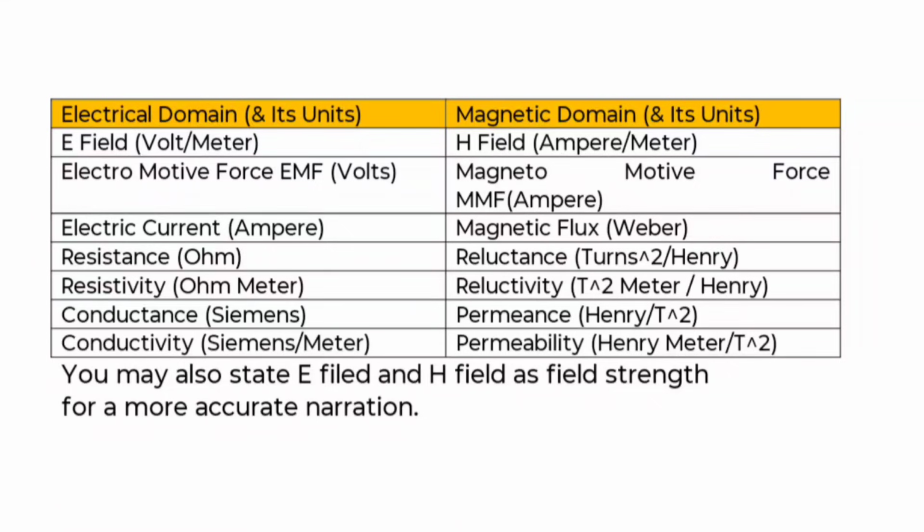The equivalent of the electrical field, denoted as E field in the electrical domain, is the H field in the magnetic domain. Electromotive force is magnetomotive force. Electric current is magnetic flux in the magnetic domain. Resistance is reluctance. Resistivity is reluctivity. Conductance is permeance. Conductivity is permeability. You may also state E field and H field as field strength for a more accurate narration.